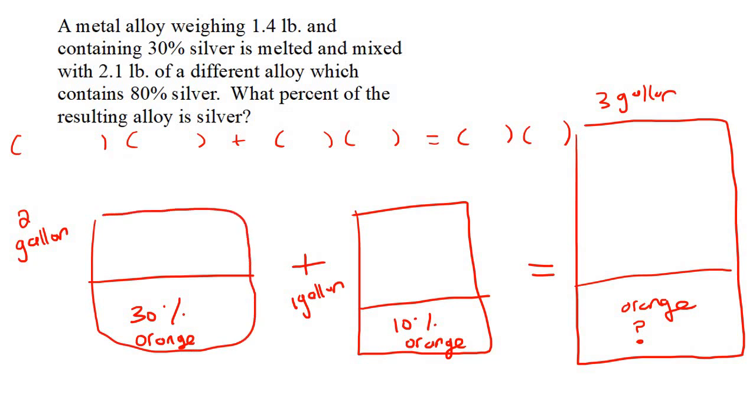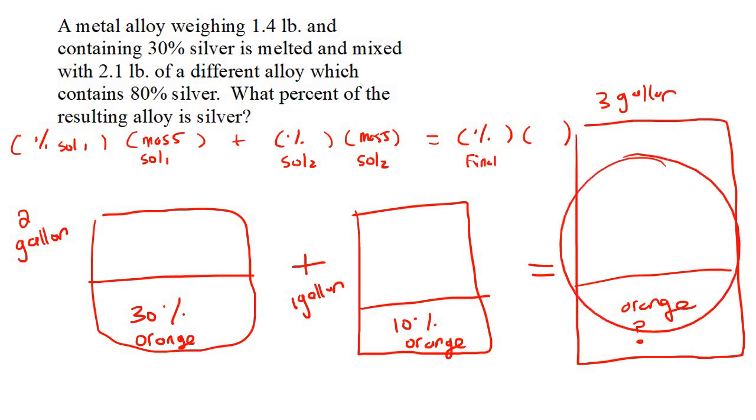So what you would do is you would say percentage of solution 1, and then this would be the mass or the volume of solution 1, and then you would say percentage of solution 2, and then the mass or the volume or whatever of solution 2, and then this would be the percentage of the final mixture, which would be this one, and then this would be the mass of the final mixture.